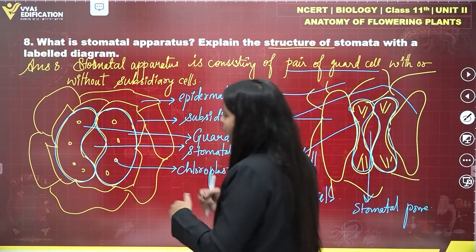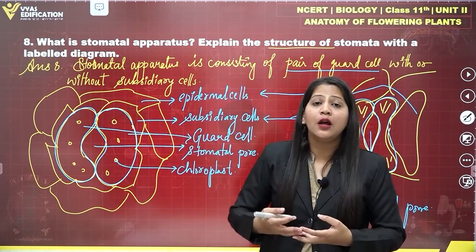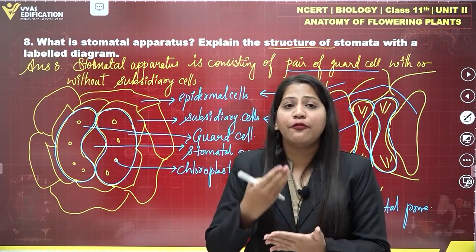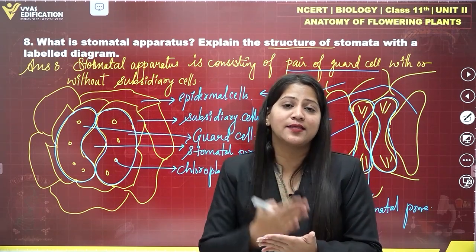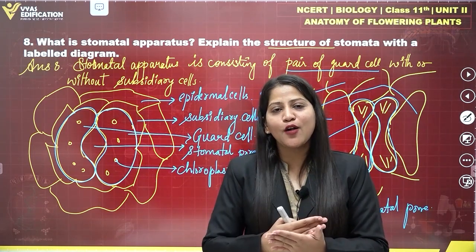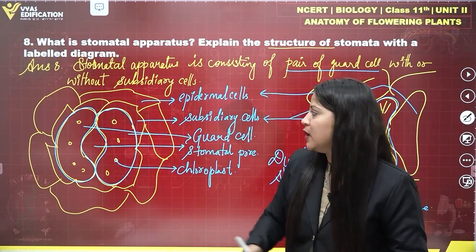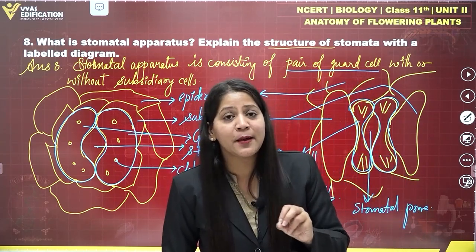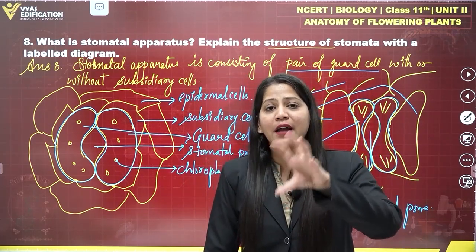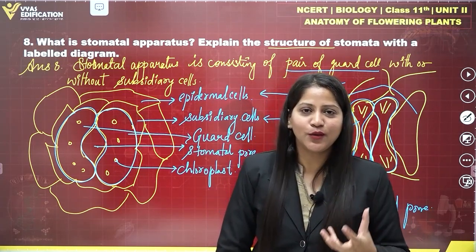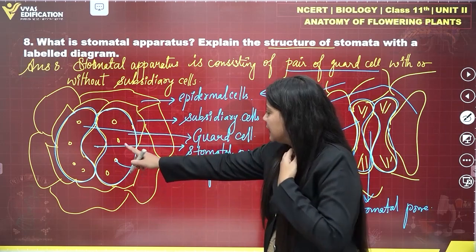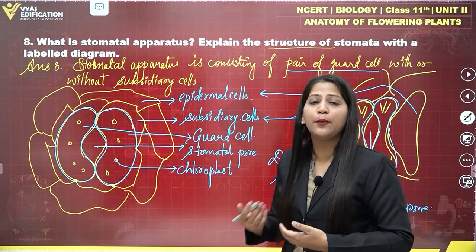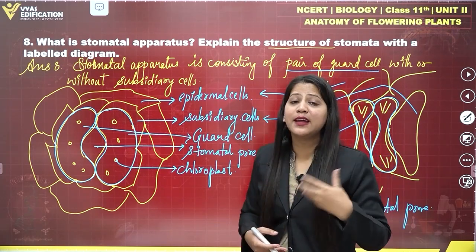Now let's see how they create a pore. First of all, if we talk about the function of stomata or the stomatal pore, they provide the site for gaseous exchange and also help in transpiration, right? So the stomatal pore is the site where transpiration takes place, and through this another process known as gaseous exchange also takes place. Now what happens? This stomatal pore closes and opens depending upon the condition. But how does it happen?